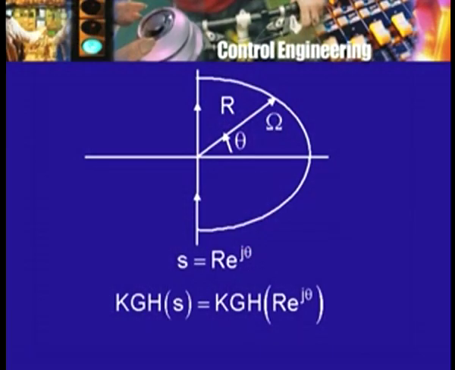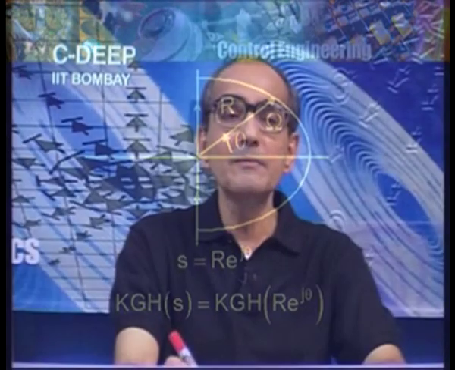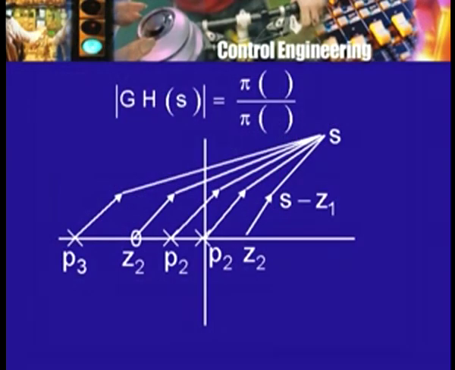Now, you can imagine that exactly the same thing is done here for trying to find out what is going to happen to this KGH of S along the semicircle when the radius of the semicircle r is quite large. So, to do that, let us do what we did earlier. We look at the pole-zero plot of the transfer function, and let us say the pole-zero plot looks like this. I am just showing some poles and some zeros.